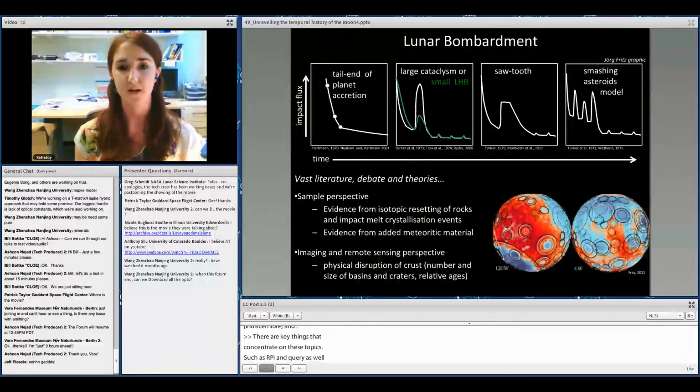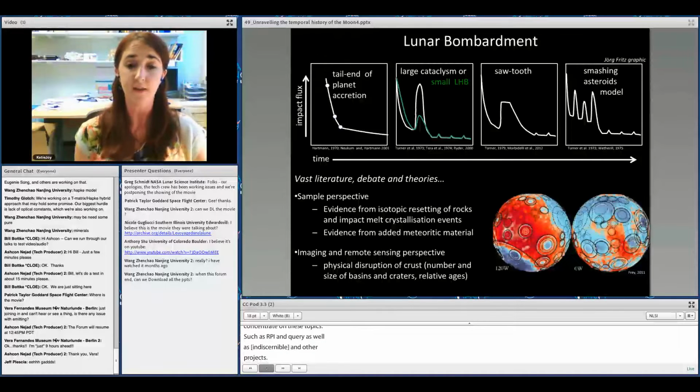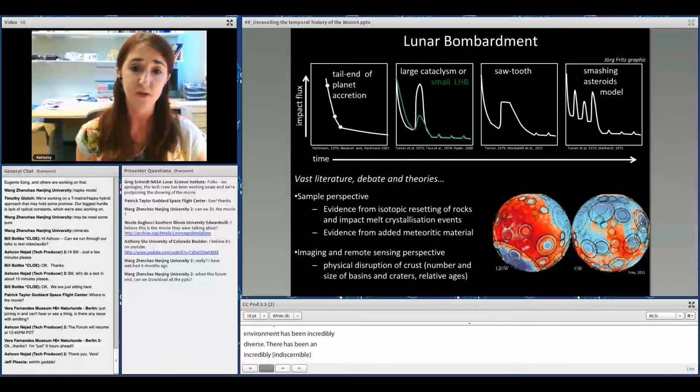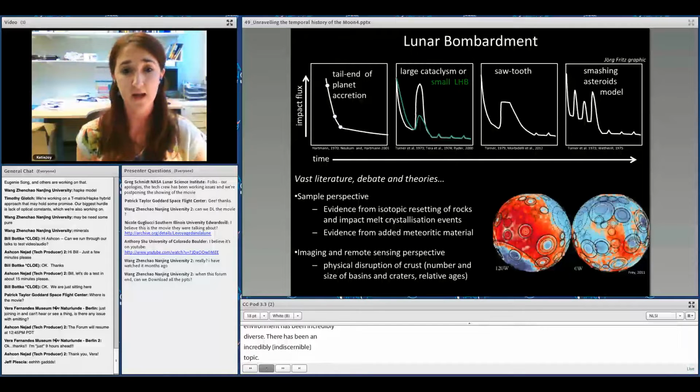Let's move on to the next slide. So as I said before, impact bombardment is an incredibly diverse and sometimes controversial research topic. There's been a lot of large literature reviews of the different types of history to the lunar bombardment. But what is the actual evidence we're using to study this in a bit more detail, to understand how the impact bombardment rate has changed through time?